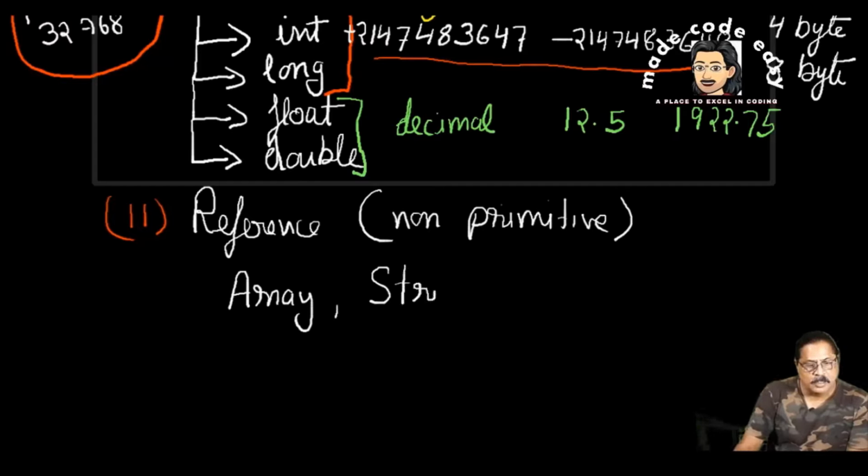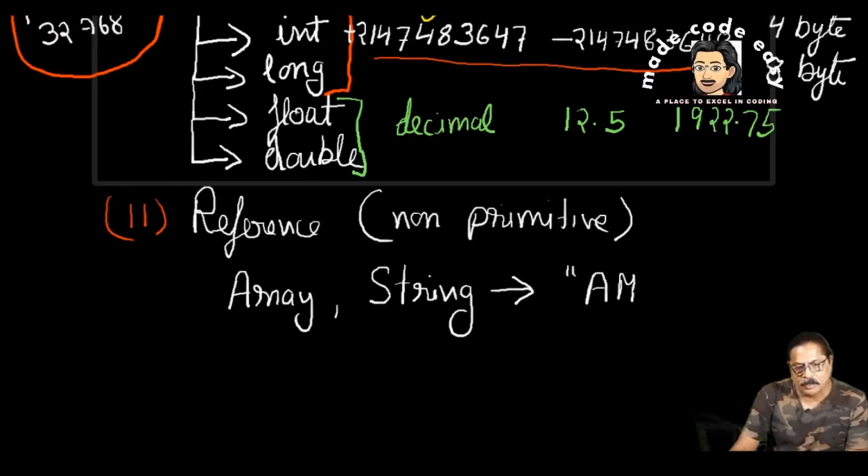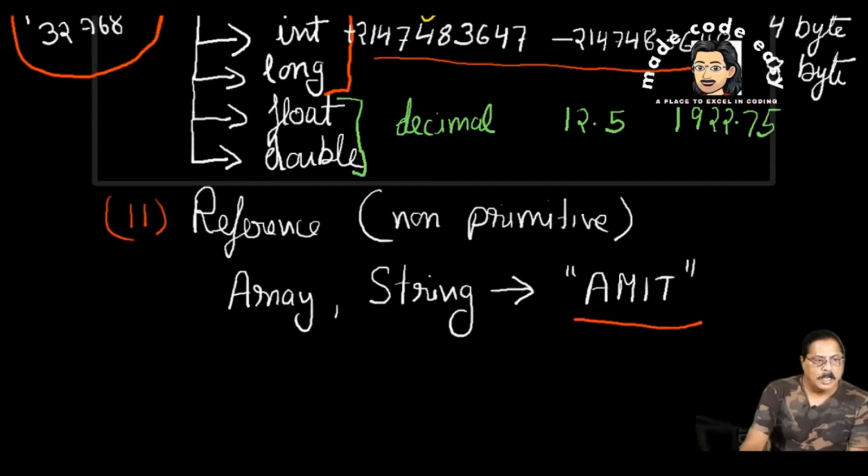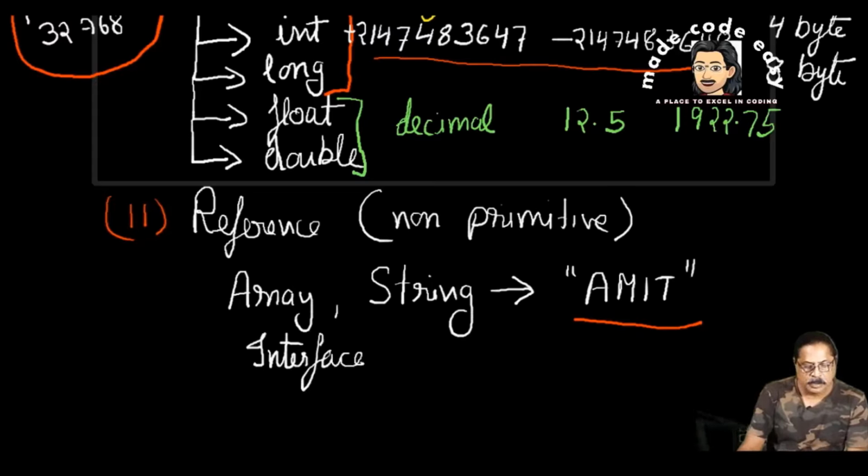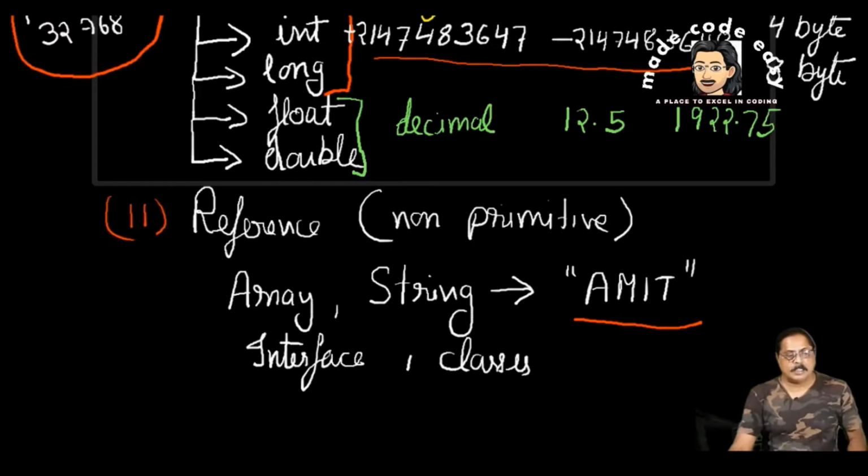String class, a combination of characters enclosed in double quotation marks, is known as a string. An example of a string is any name, like you have written Amit. So Amit is written in double quotation marks, so it is a string. And when you want to represent more than one number, you use array. And then comes interface and classes. These are reference data types.